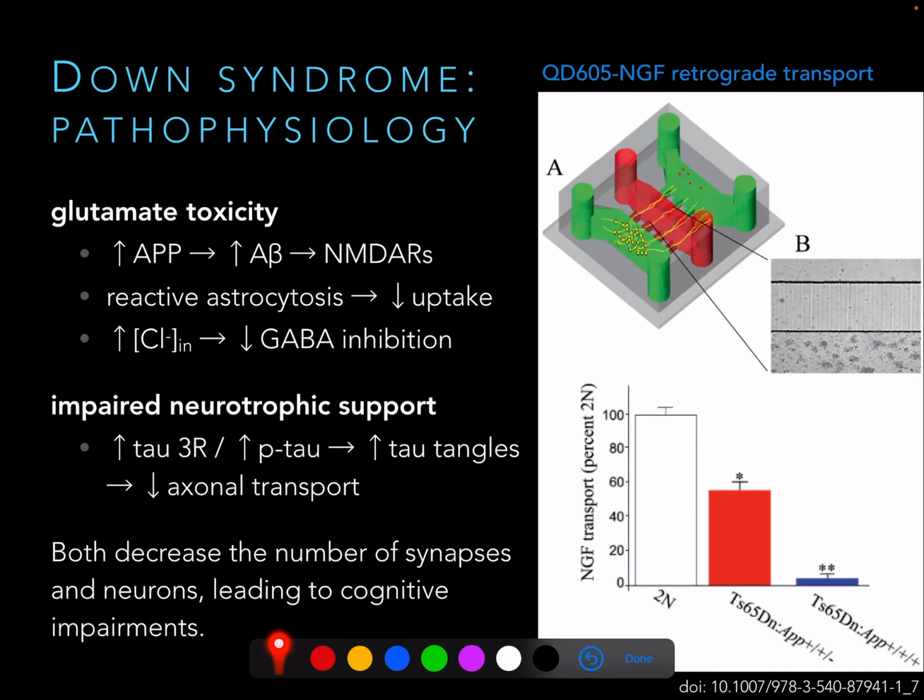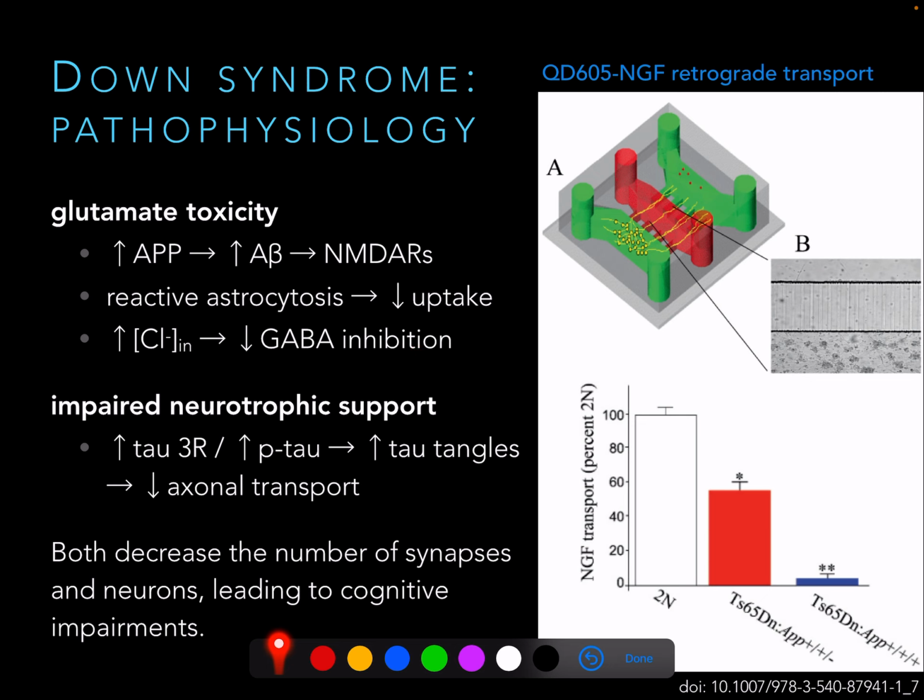So let's put this all together then. What's going wrong in Down syndrome is likely some glutamate toxicity for several reasons. First of all, we got more APP, we make more A beta, and A beta stimulates NMDA receptors. Also, those plaques create reactive astrocytes, which then don't pick up as much glutamate. And then finally, we got more chloride inside.